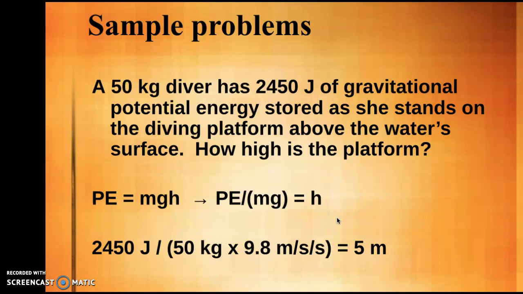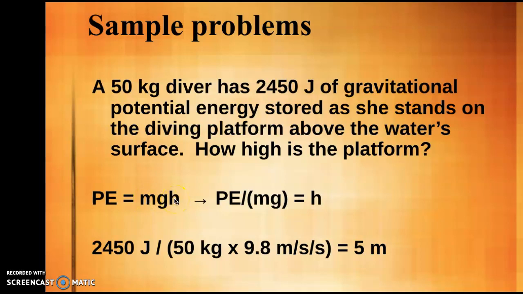A second problem: a 50 kilogram diver has 2,450 joules of gravitational potential energy that's stored as she stands on the diving platform above the water's surface. So that is our reference point in this case. Question is, how high is the platform? So we do have to do a manipulation here. We want height by itself.